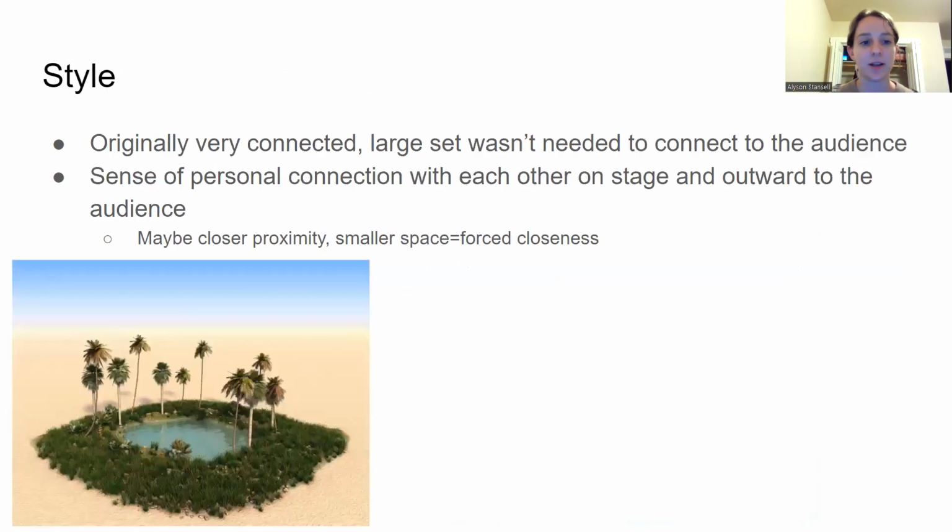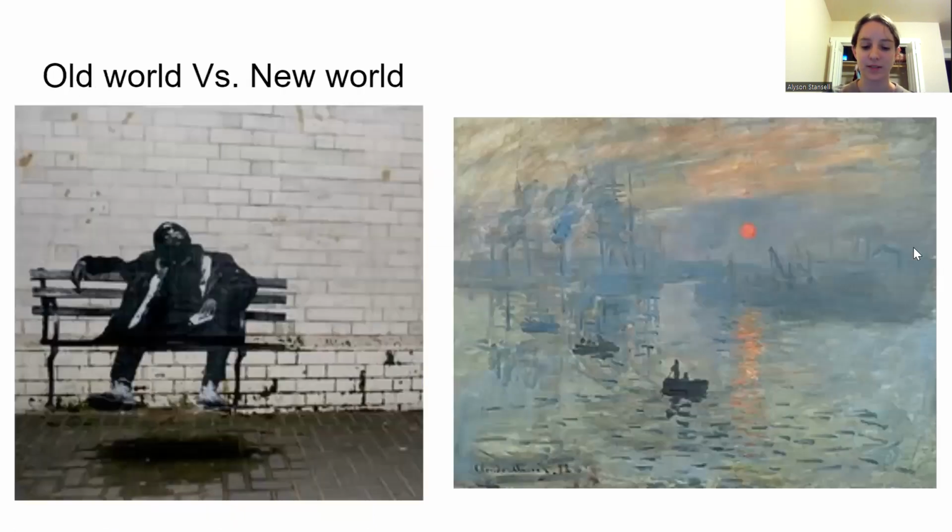So the style, I think originally maybe the initial idea for this play would have been something very connected to the audience. I think you probably wouldn't need a very large set to connect to them. I think there's a sense of personal connection with everybody on the stage and then to the outward audience. And this might include a closer proximity to each other, both the actors on stage and sort of a forced closeness with the audience, to really be connecting to them and getting them to really understand how this story connects to real life.